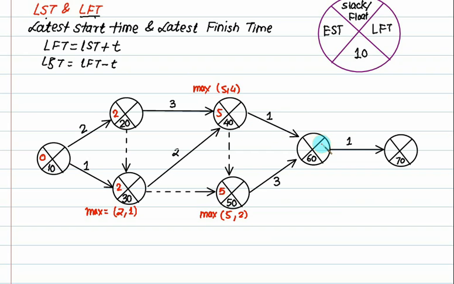This one again has 2 previous arrows. If you come by this one, it is 5 plus 1, 6. And if you come by this one, 5 plus 3, 8. So while going forward, you have to select max. So this number is 8. Now there is only one previous arrow. So 8 plus 1 is 9. So your project will finish by 9.